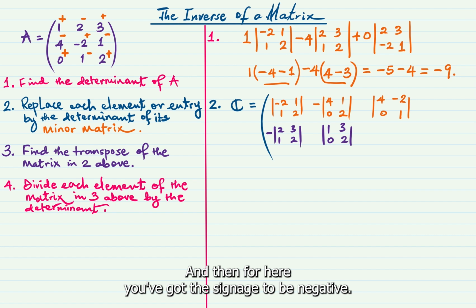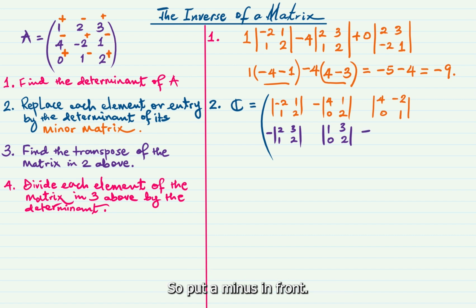And then for here, you got the signage to be negative, so we'll put a minus in front. Cancel its row, cancel its column. You go 1, 2, 0, 1. And then what we have left would be the last row.